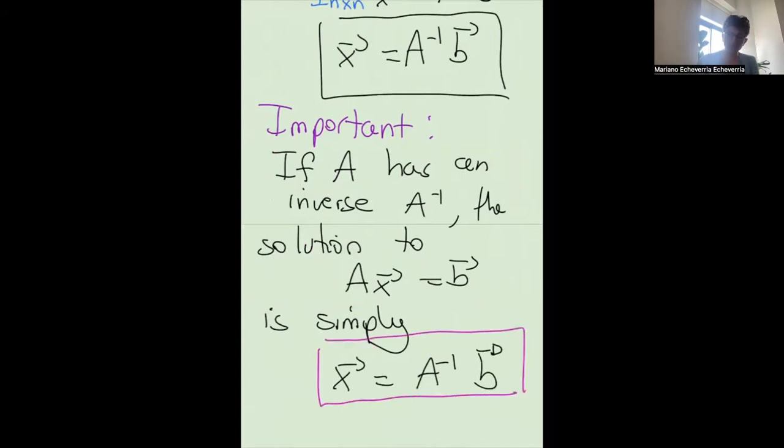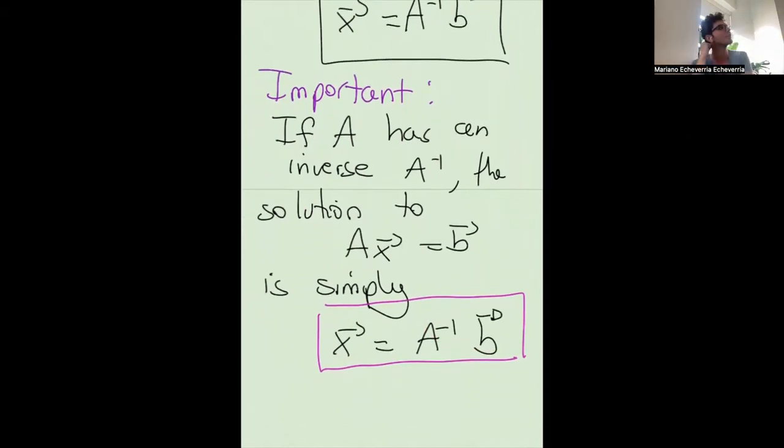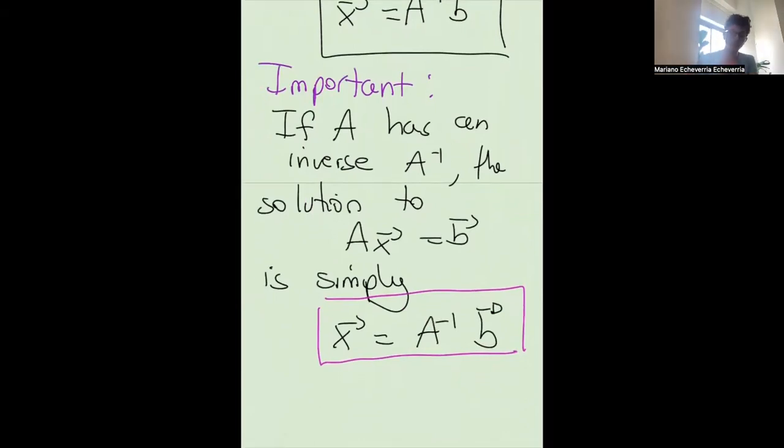In particular, notice that I'm giving you a formula for what the solution has to be. That means the solution is unique, because I have a single answer. I just told you what the solution has to be. So there's only a single solution to the system of equations, because it has to be X equals A inverse B. Moreover, this is the only solution.